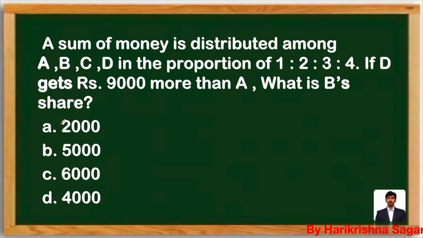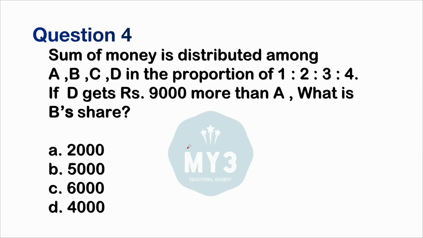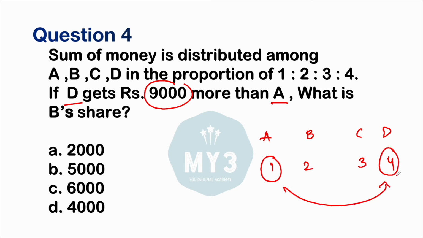Look at the next question. A sum of money is distributed among A, B, C, D in the ratio of 1 is to 2 is to 3 is to 4. If D gets 9,000 more than A, what is B's share? The ratio is given: A, B, C, D are getting in the ratio 1:2:3:4. Look at the number, they compared D and A. D gets 9,000 more than A. D is getting 4 parts, A is getting 1 part. How many parts extra is D getting than A? D is getting 3 parts extra.